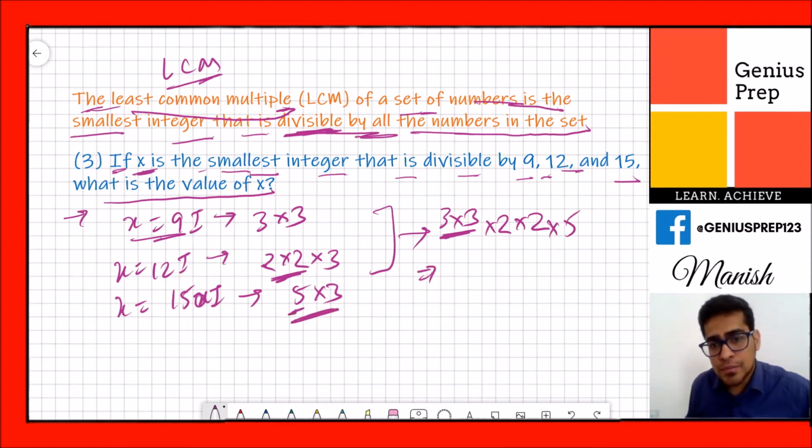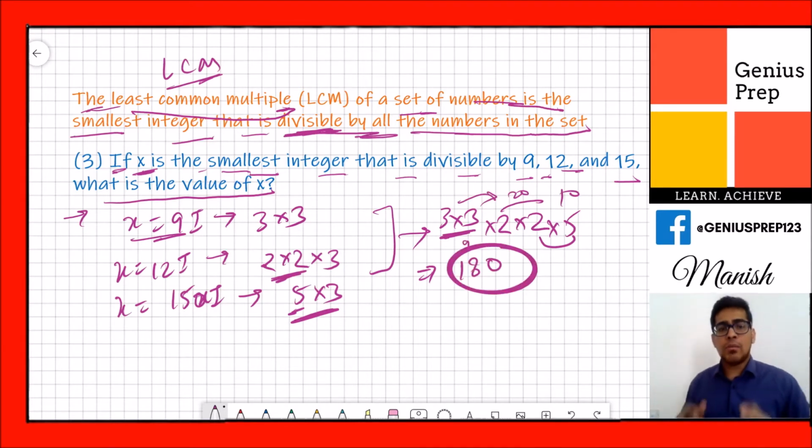So if you solve this, 5 times 2 is 10, 10 times 2 is 20, 20 times 9 is equal to 180. So 180 will be the LCM of 9, 12 and 15. Now you can go and recheck: we can easily divide 180 by 9, by 12, and by 15. So this is one way to do it. In this, you just factorize and find all the factors which come up.